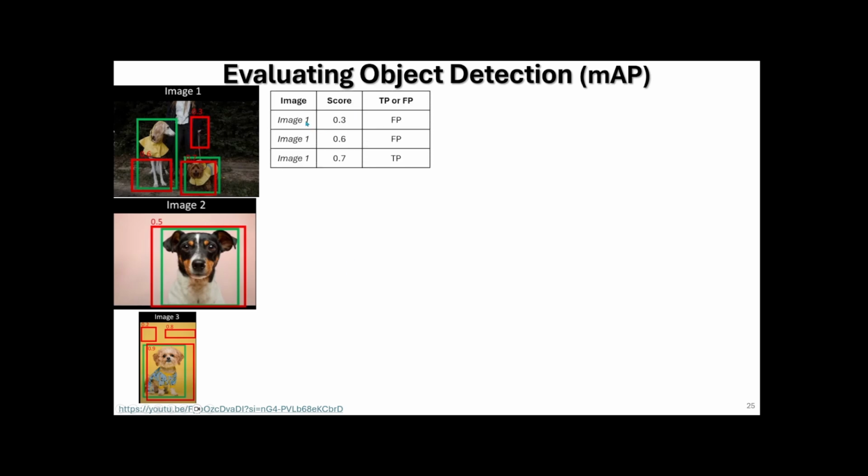What's happening here is I have three images just to make the explanation easy for you. The green ones are the ground truth and the red ones are the predictions. Let me put it into a table so it will be easy for you. For image 1, you have a prediction with 0.3. It's a false positive, no question about it. Another one with 0.6 is that bounding box. It's also a false positive, because you can see it's way off.